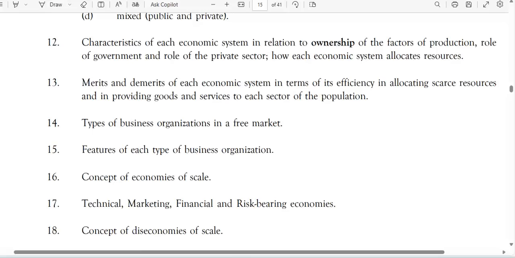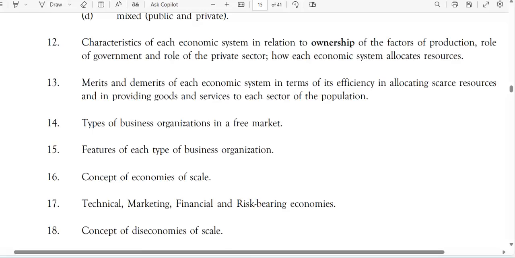When it comes to the mixed economy, the merits are the combined strength of market and command systems, provides public goods and services, and reduces inequality through welfare programs. The demerits would be risk of over-regulation or bureaucracy, high taxes to fund public services, and possible conflict between the sectors.